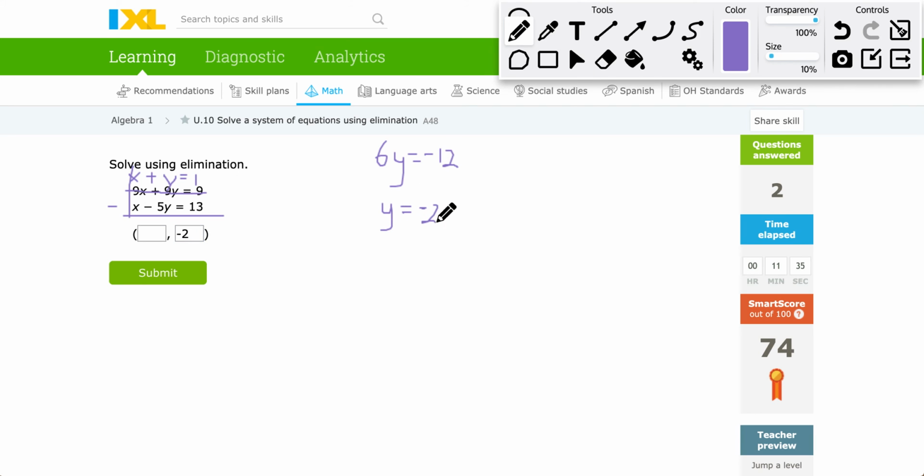Now what I can do is I can take this and plug it into any of these. This top equation is very simple now, so I'm going to plug it into that and see what happens. X plus the y gets replaced with negative 2 equals 1. Well, that's like x minus 2. Why make it harder than it has to be? I could add 2 to both sides and get x equals 3, and then that would give me my ordered pair. That's my solution here.